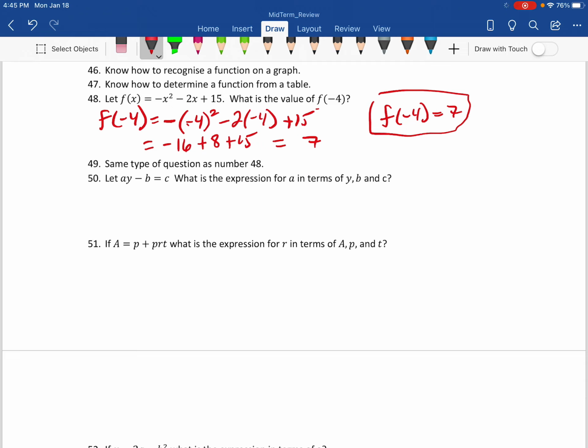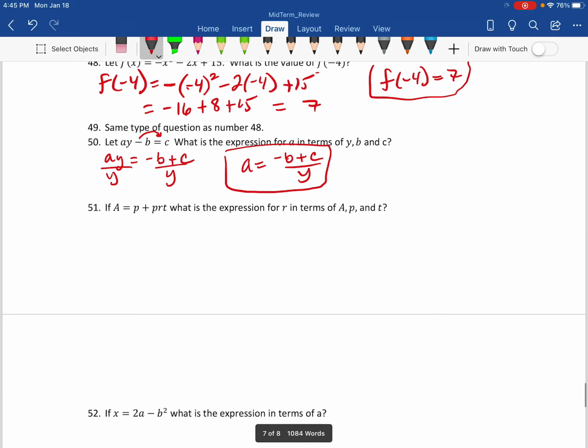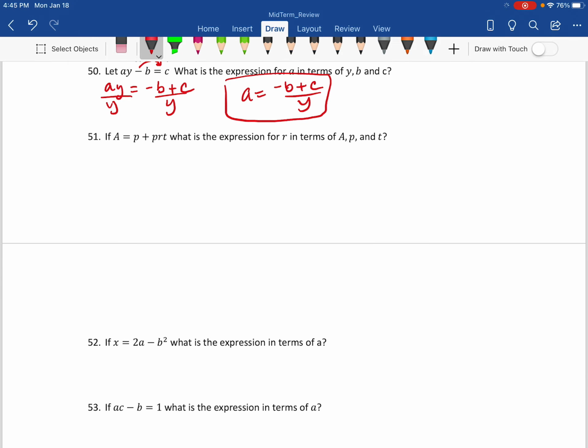Number 50, we're going to solve this in terms of a. So we want to treat every term but the a as a number, as a constant. So I'm going to move the b over, so this gives me ay is equal to negative b plus c. We're going to divide by y. So a is going to be equal to negative b plus c over y. It is that easy.